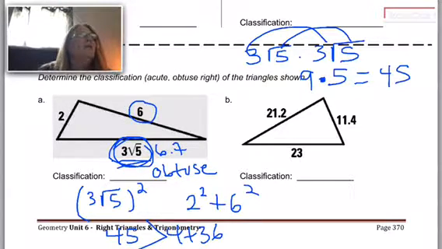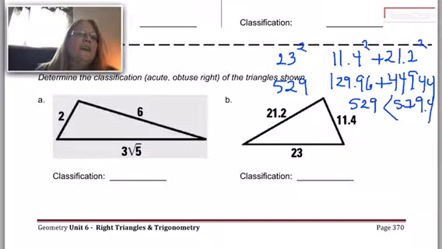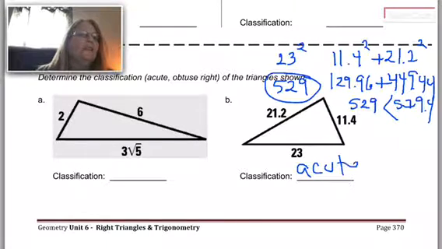Please pause the video and try and do part B. Okay, 23 squared is 529. And then 11.4 squared plus 21.2 squared, when you add them together, you get 579.4. 529 is less than that, so this is an acute triangle.